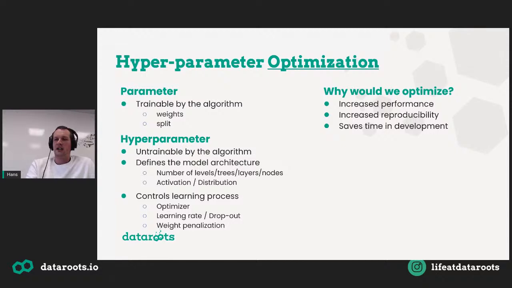Now, why would we optimize this? Well, to increase the performance of our model. If we tweak the right hyperparameters, we might end up with a much better model, which is much more specific and can give us much better predictions. It also increases the reproducibility of our model. If we build a tool to tune our hyperparameters, it can be reused. If we use the same seed, it is reproducible and we will end up with the same model all the time. And it saves time in development.